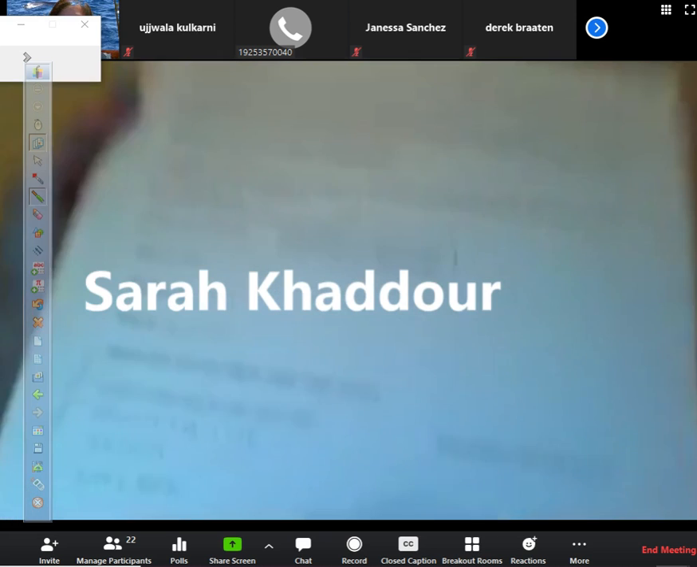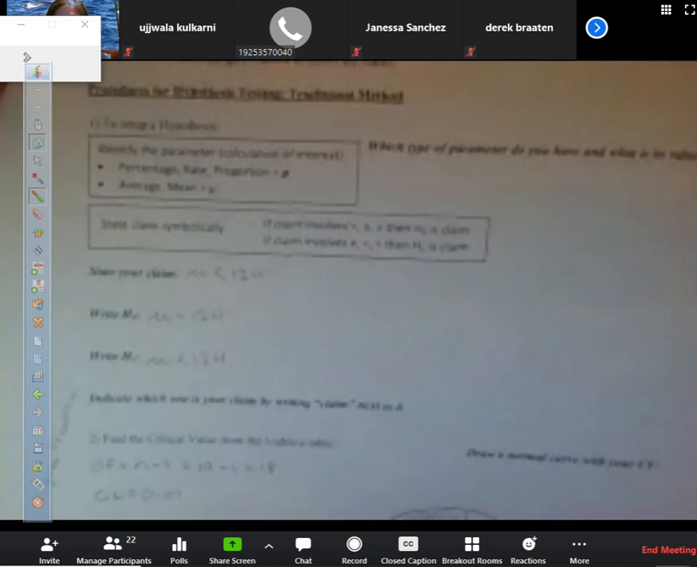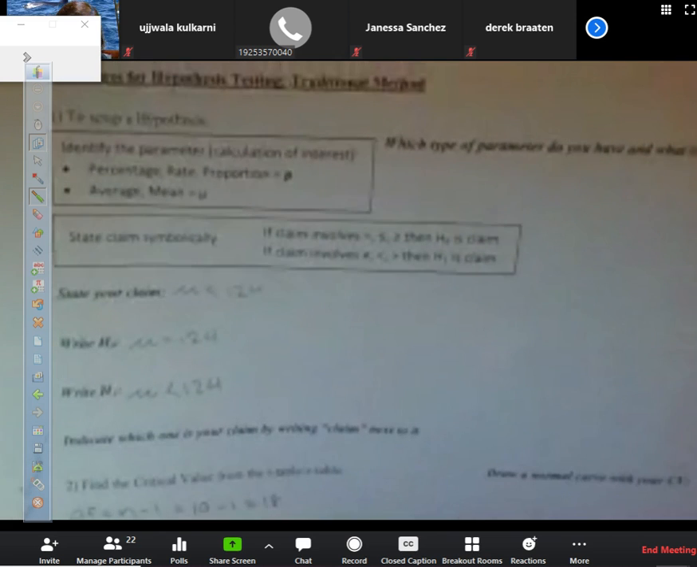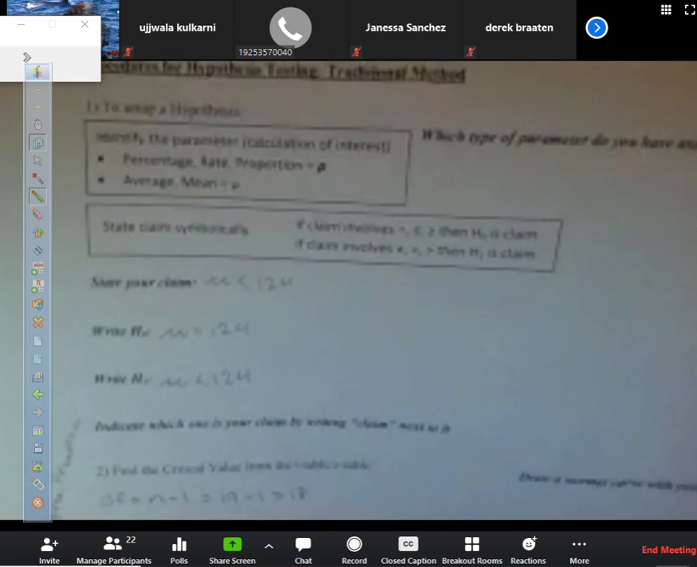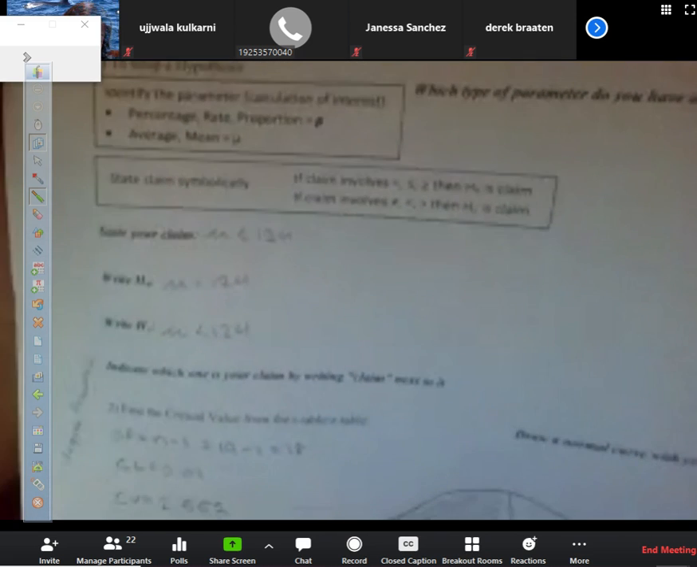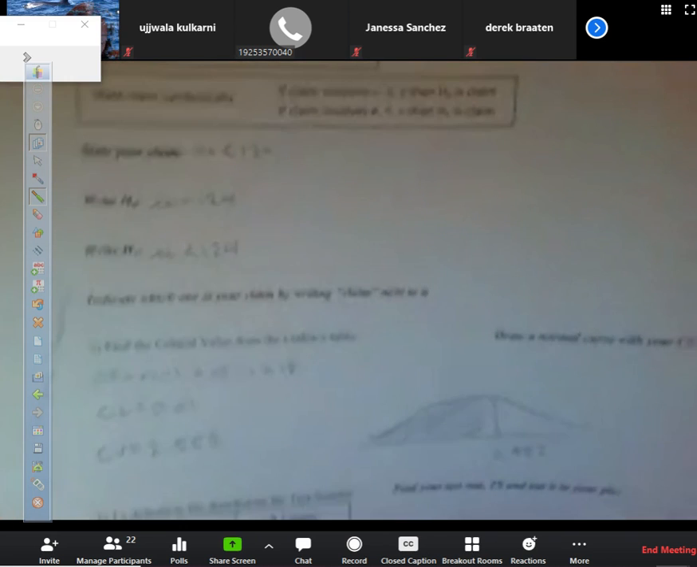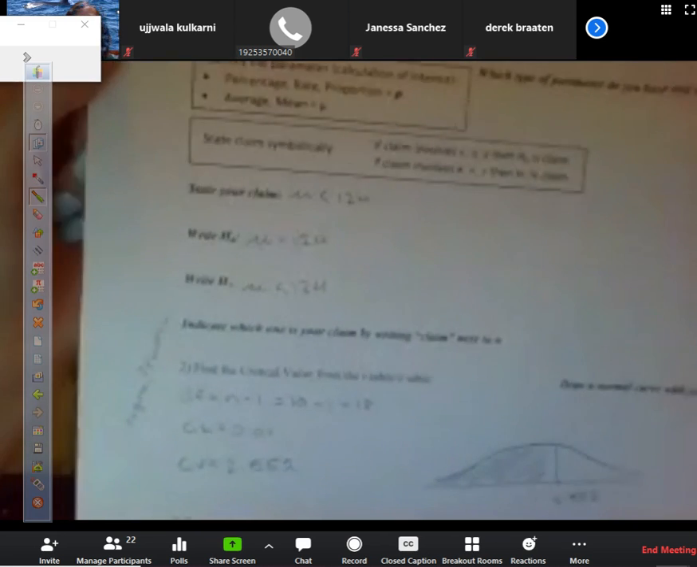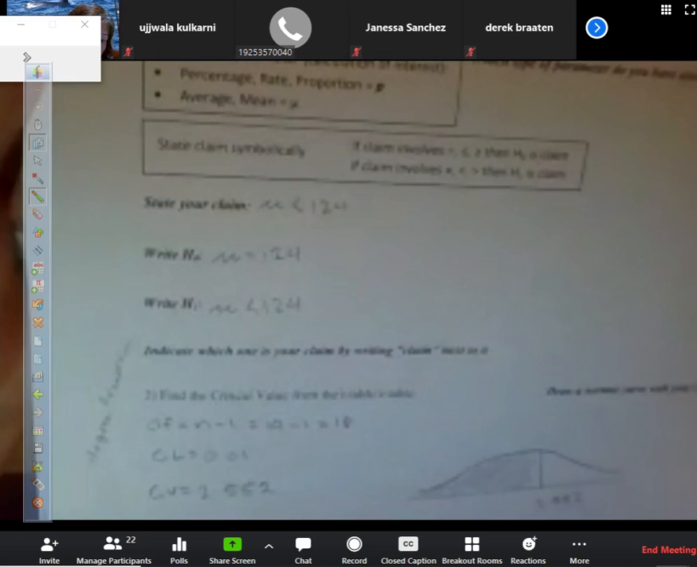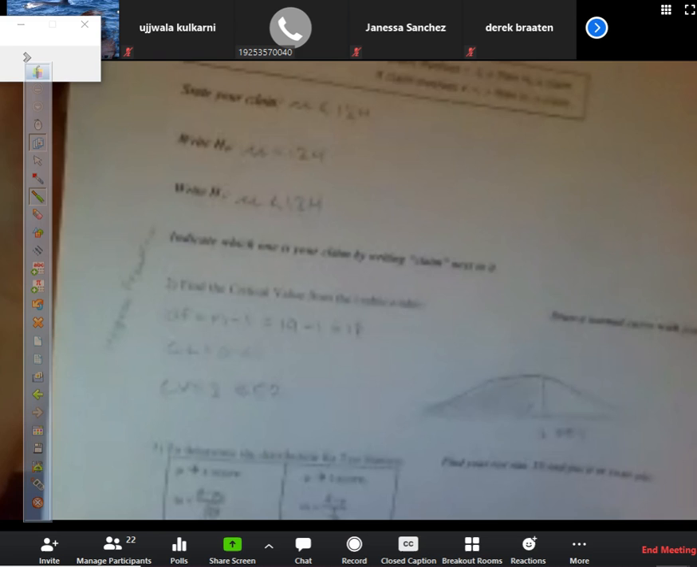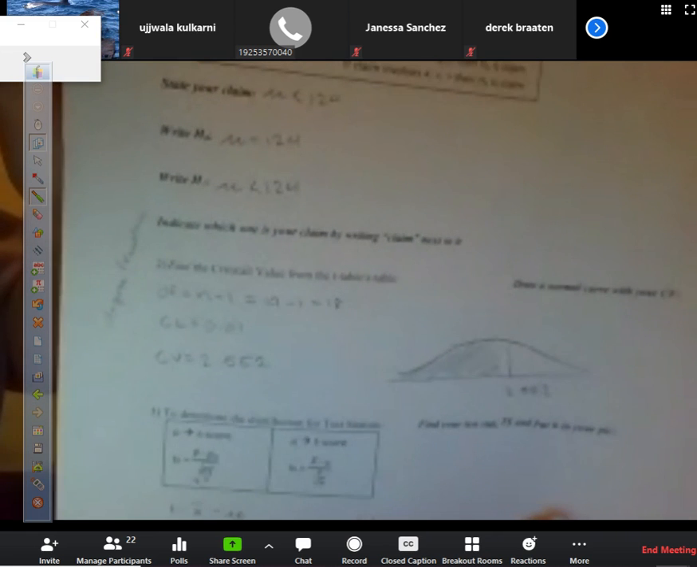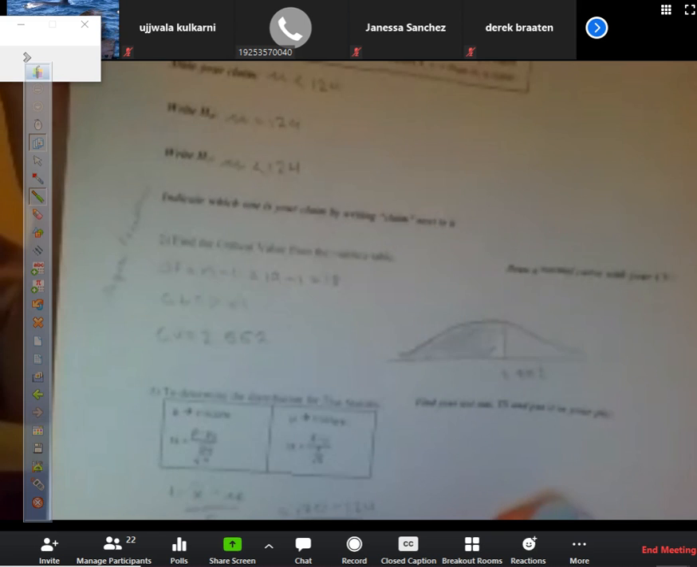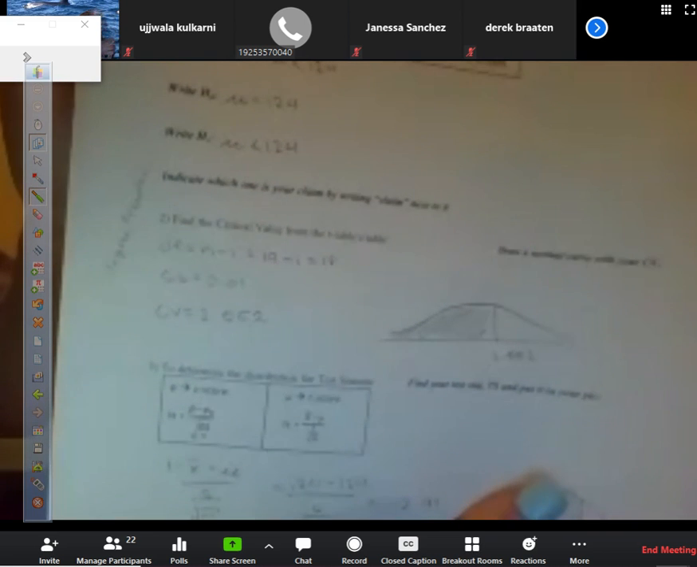For part number 1, the claim is mu is less than 124. And then H naught is equal to 124, and H1 is less than 124. For number 2, guys, you should put mu is equal to. So don't forget that. Then I found the degrees of freedom, which is n minus 1, and I got 18. And then I got the alpha, which is 0.01, and the critical value is 2.552.